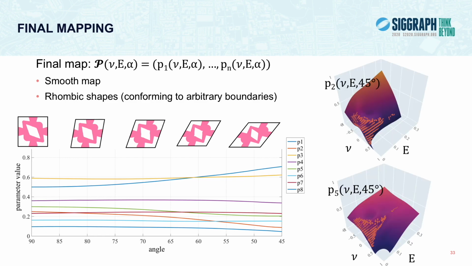We can also analyze our map for specific rhombic shapes. See the case of alpha equal to 45 degrees shown on the right. Despite the shorter range of material properties achieved for this angle, we still have a smooth set of data that can be interpolated. This makes it possible to use our map also in rhombic shapes, and allow us to have quad meshes that conform to arbitrary boundaries.